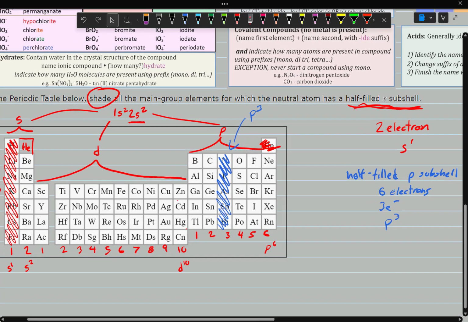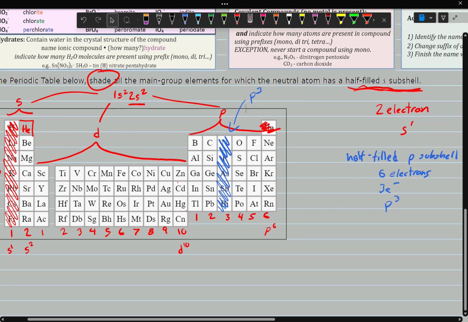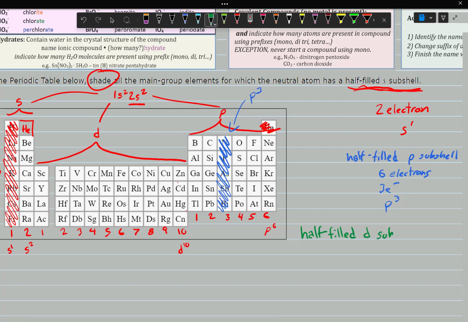And of course, a half-filled D subshell. A D subshell has 10 electrons possible, so a half-filled subshell will have 5, which corresponds with a D5 configuration. D5 is right here, and it would be all these elements.